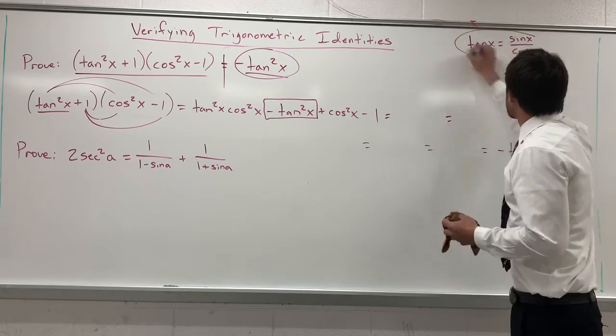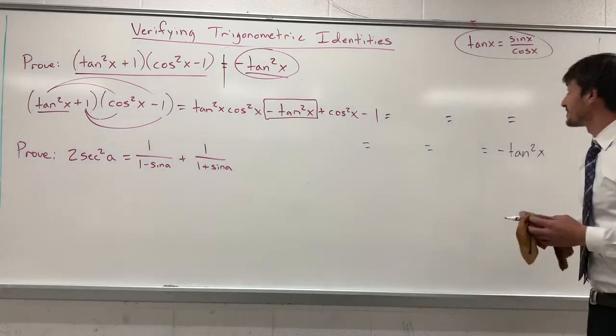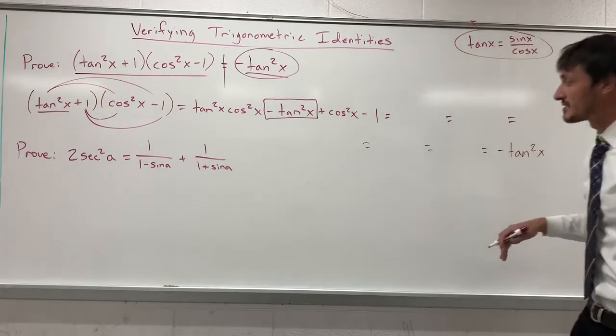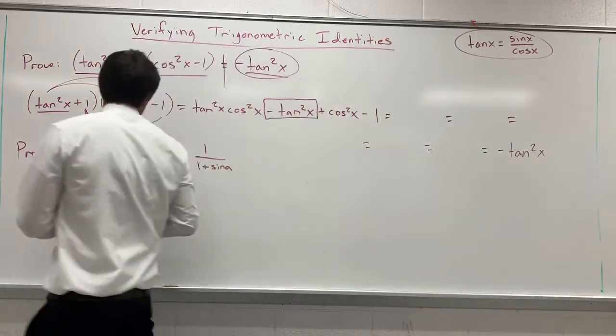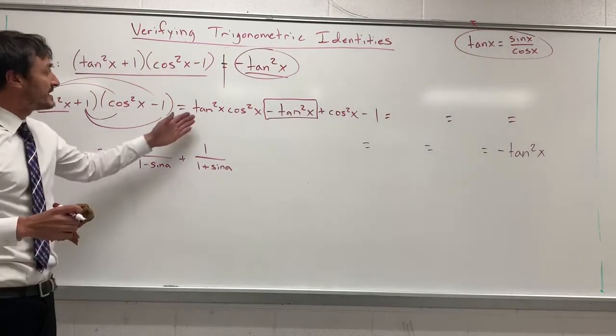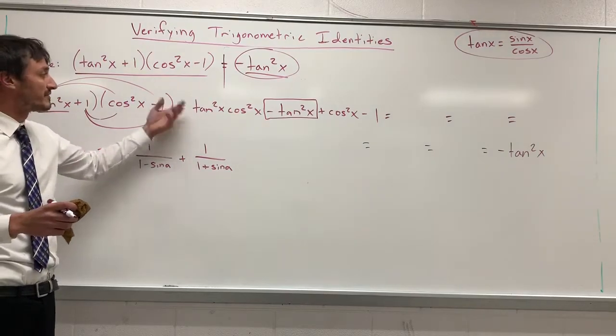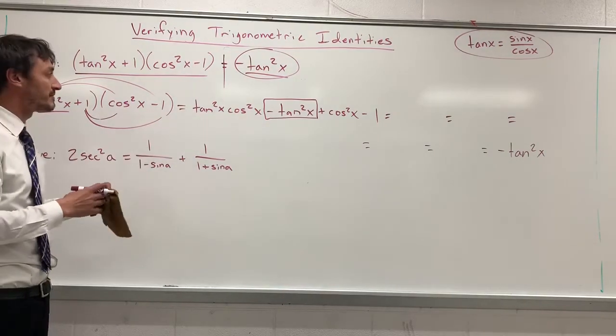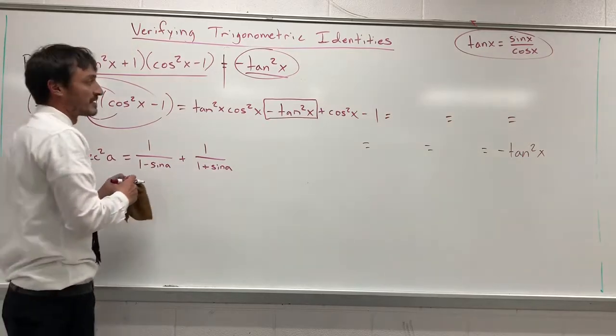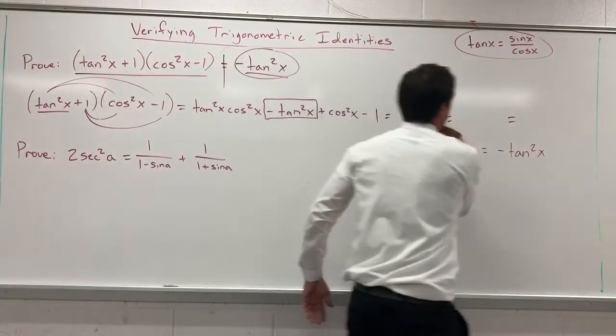This is probably going to be the most used identity of all. One of the biggest hints is that when you see tangents or cotangents in a problem, you want to convert these to sines and cosines when you're just starting out. It makes the problems a little bit easier for most students. So let's go ahead and try that.